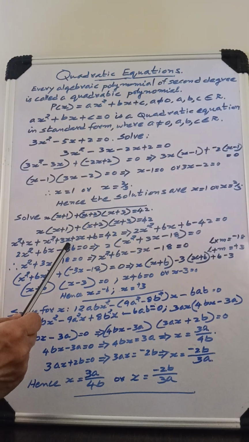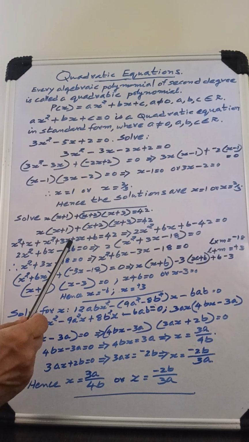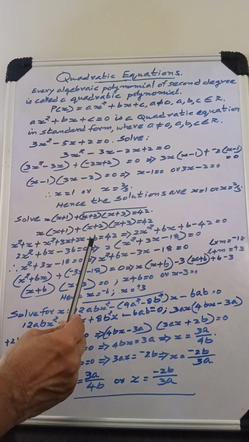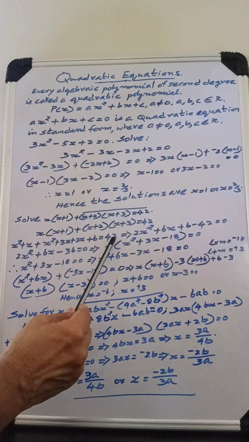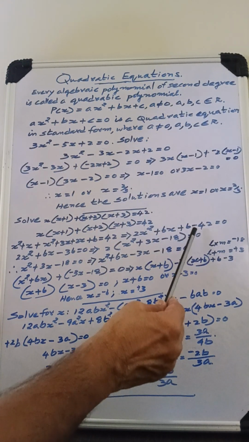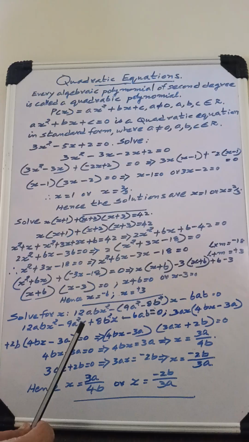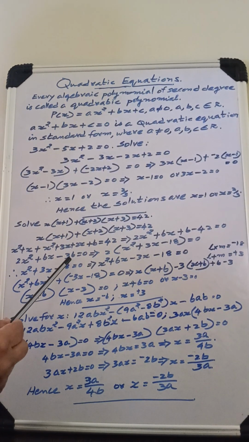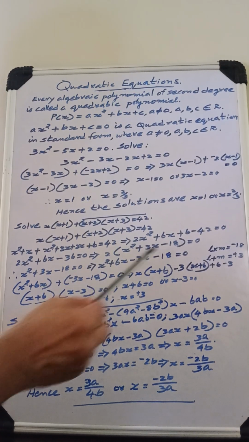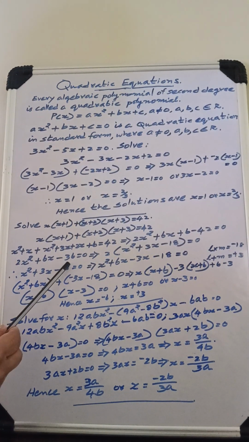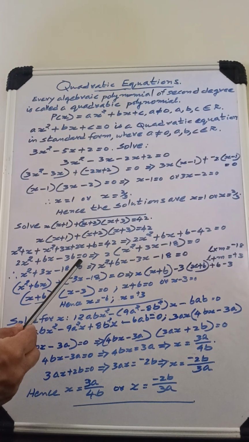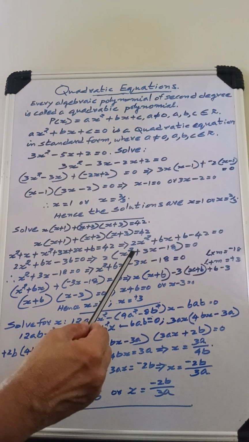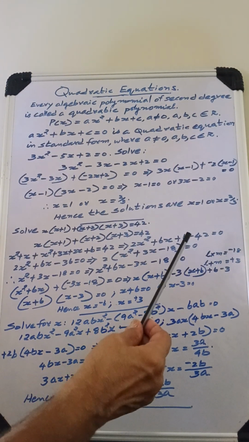x plus 3x plus 2x gives 6x, plus 6, and plus 42 when brought to LHS becomes minus 42. Therefore, 2x squared plus 6x plus 6 minus 42 results in minus 36 equals 0. I am taking 2 common outside. Therefore, 2 into x squared plus 3x minus 18 equals 0.